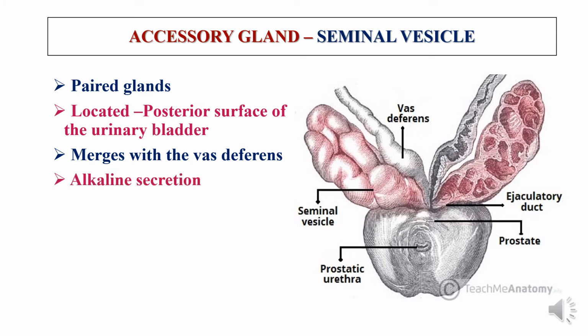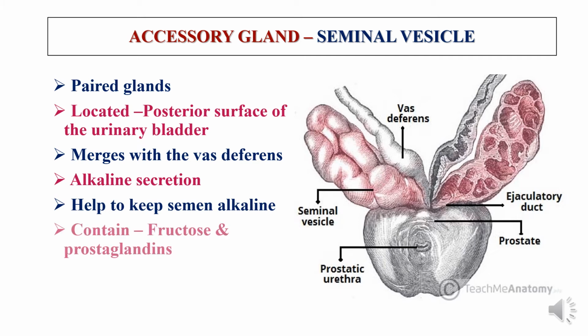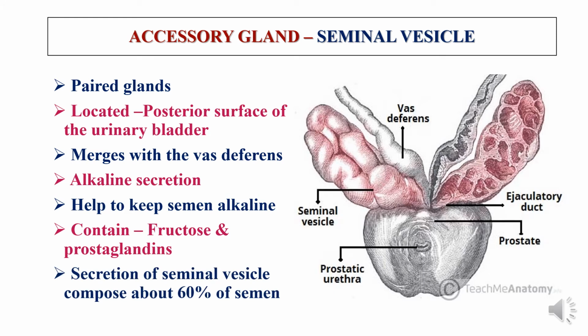The alkaline secretion of the seminal vesicle helps to keep the semen alkaline, and it contains fructose and prostaglandins. This secretion by the seminal vesicle composes about 60% of the semen.